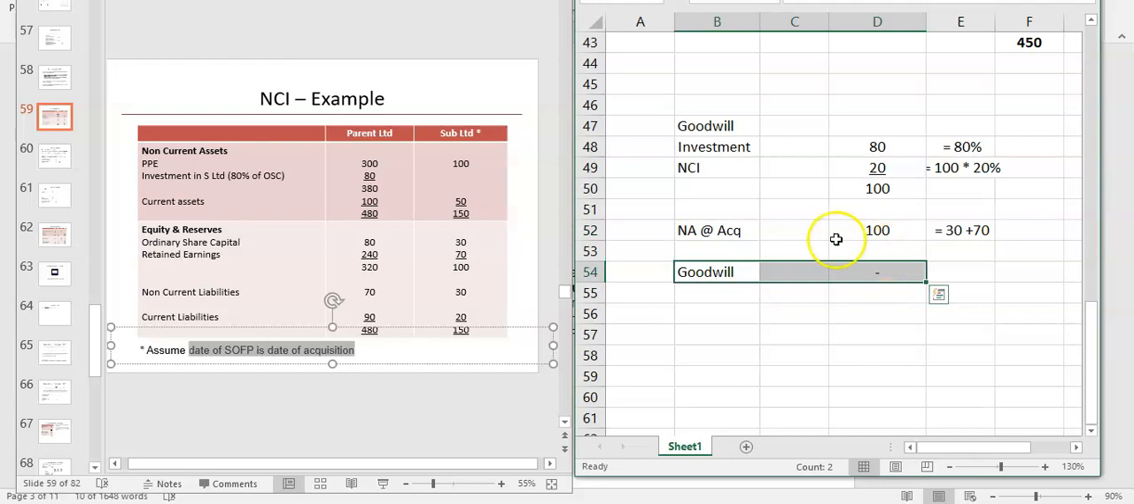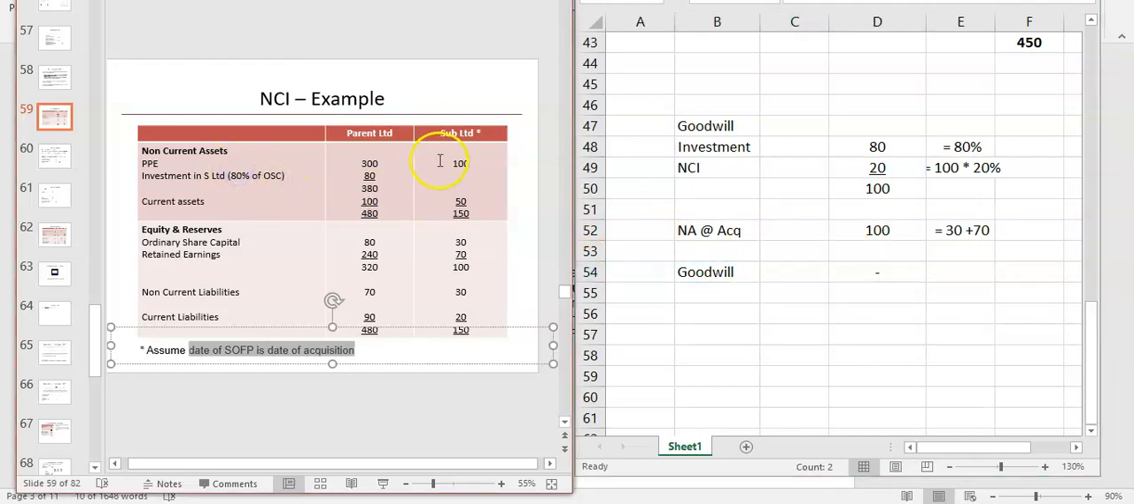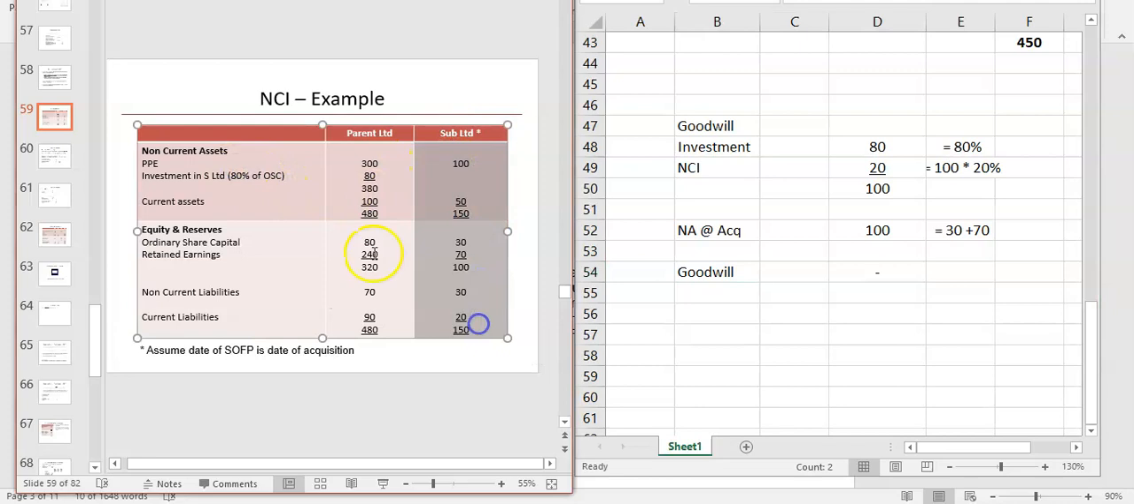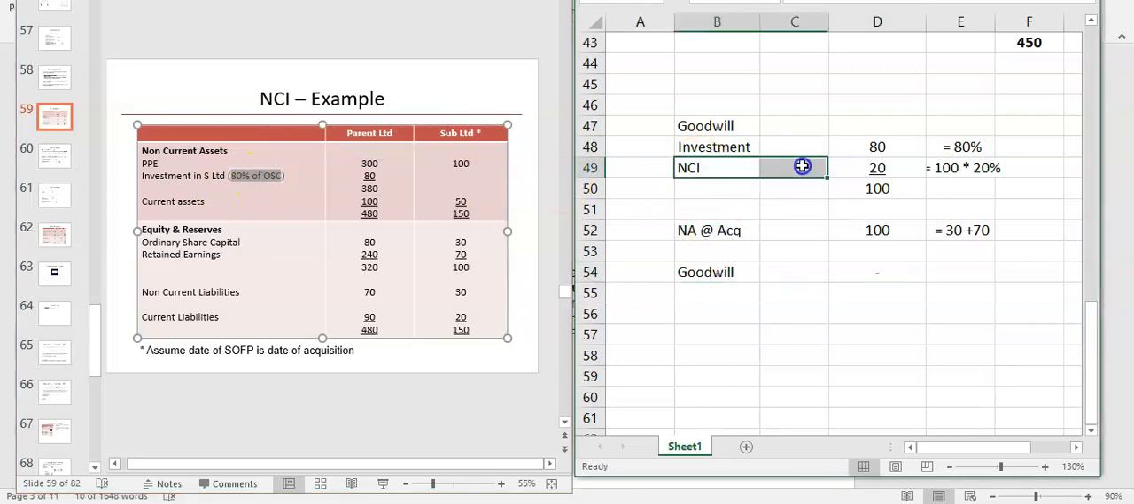How we got the NCI, there is an NCI because you're bringing in 100%, but you actually only own 80%. So you're valuing the other 20% holding, which is not belonging to the group, and it is going to be called a non-controlling interest. And you measure that at its share, 20%, of the net assets at acquisition.